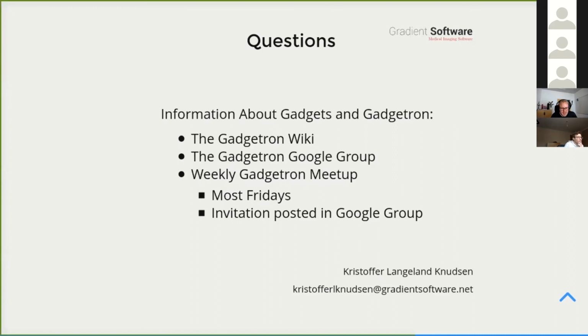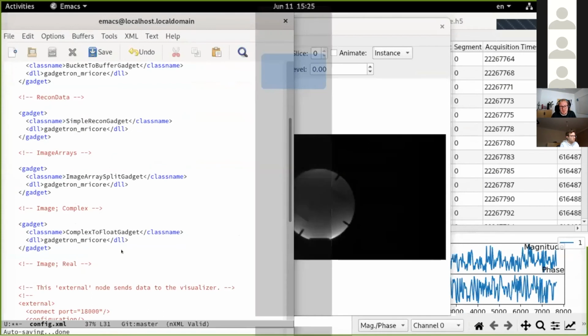We have a wiki page on GitHub where you can find at least an introduction to some of the more common gadgets. You're also very welcome to ask questions on our Google group, and there's a weekly meetup. It's not every week, so we are interrupted by bank holidays and stuff, but it's almost every week. Showing up to the weekly meetings to ask questions is an excellent way to get through some of your particular issues. The invitation for the weekly Gadgetron meetup is usually posted in the Google group. But if any of you have any questions, I guess we can handle those.